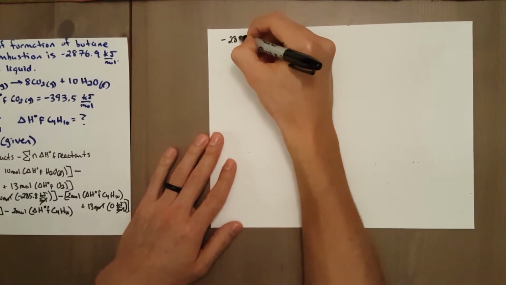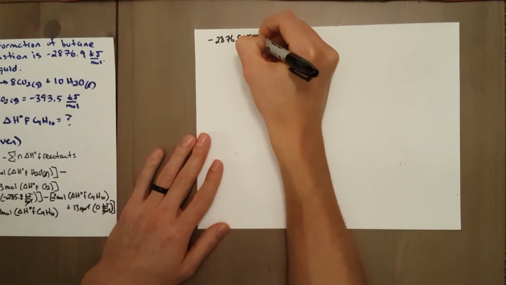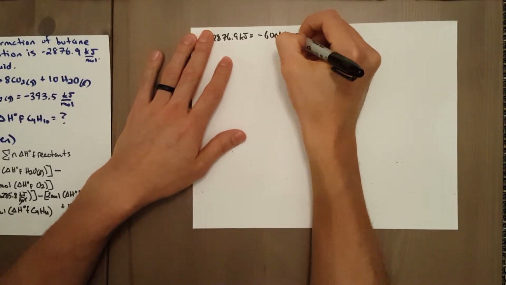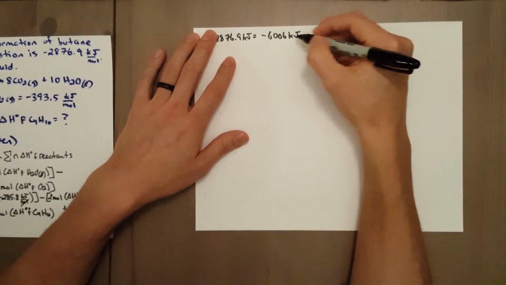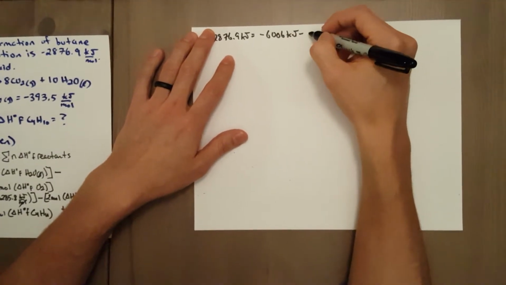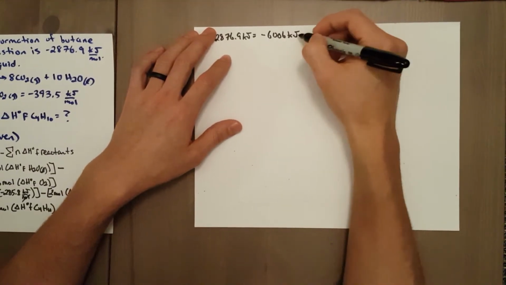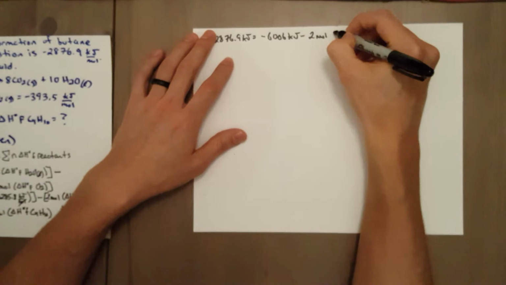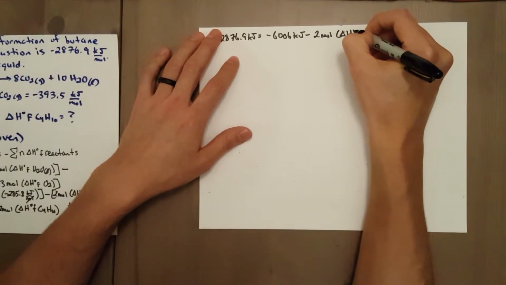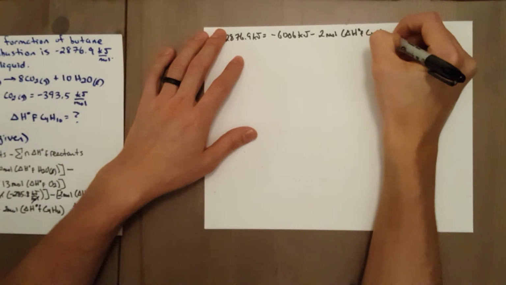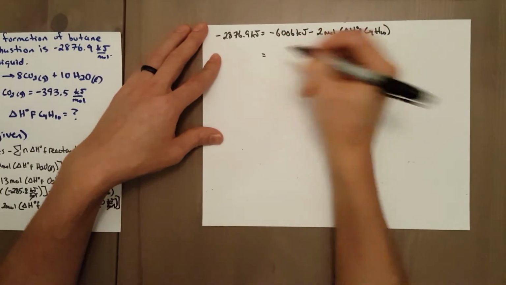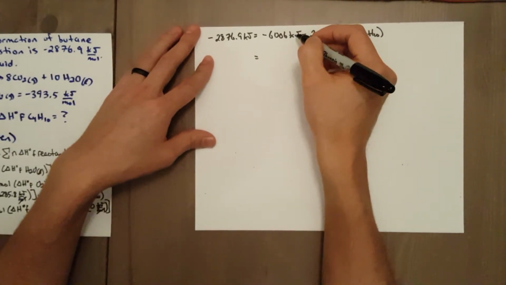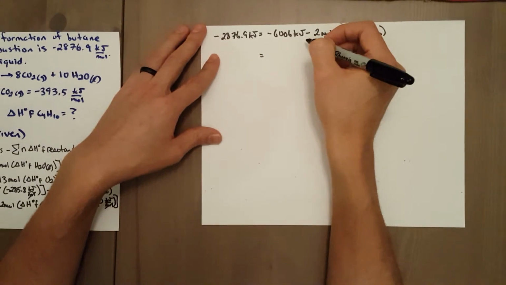Just rewriting the heat of the reaction. After a bit of math, a bit of simplifying this, we get negative 6,006 kilojoules from our products on the left side, minus now 2 moles of our unknown, delta H of formation of butane. Right, a little bit of grade 8, grade 9 algebra, bring it over to the other side. Negative 6,006 kilojoules becomes positive 6,006, which you do to one side, you do to the other.